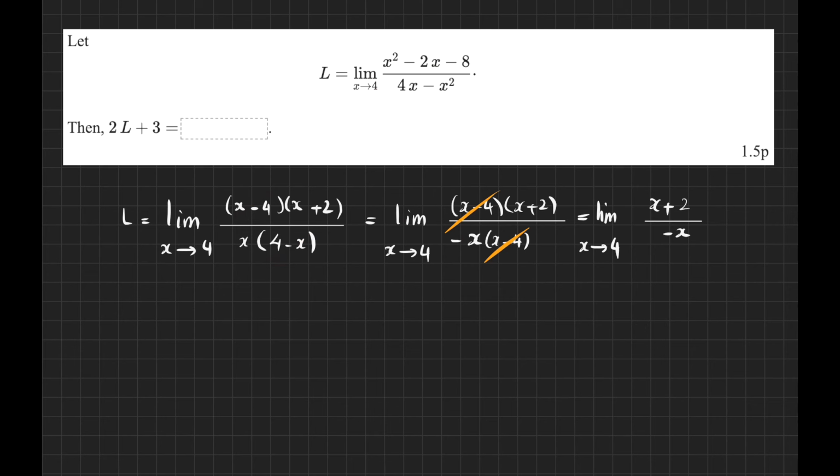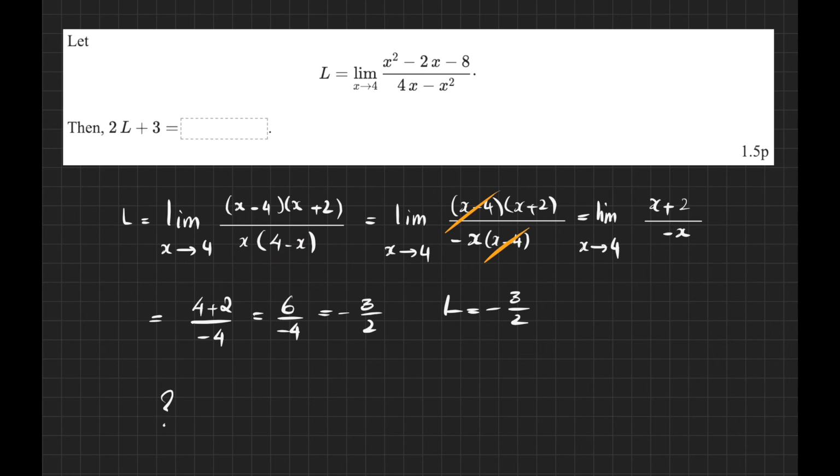No, because when I replace x with 4, nothing strange happens. So now I have to remove the limit sign and replace x with 4. Either you calculate it in your head or you write it once more, and then it becomes 6 over minus 4, which is minus 3 over 2. So L is simply minus 3 over 2.